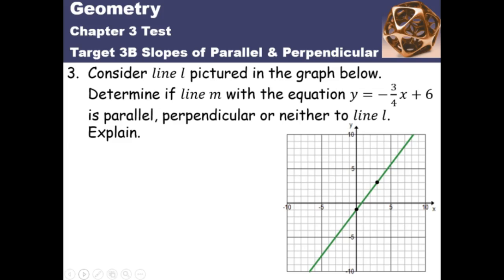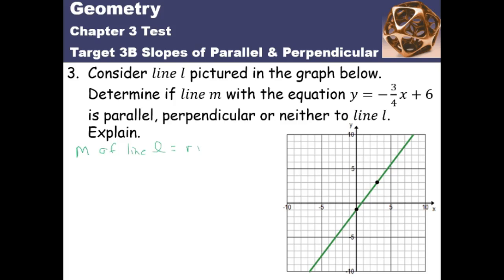For number 3, we have this line L, and gee, it didn't look like this is showing it. But line L is this picture in the graph below. So this green line here is line L. And line M is this line with this equation. So we have to determine if they're parallel, perpendicular, or neither. Okay, so we're going to look at line L. So we're going to find the slope of line L.